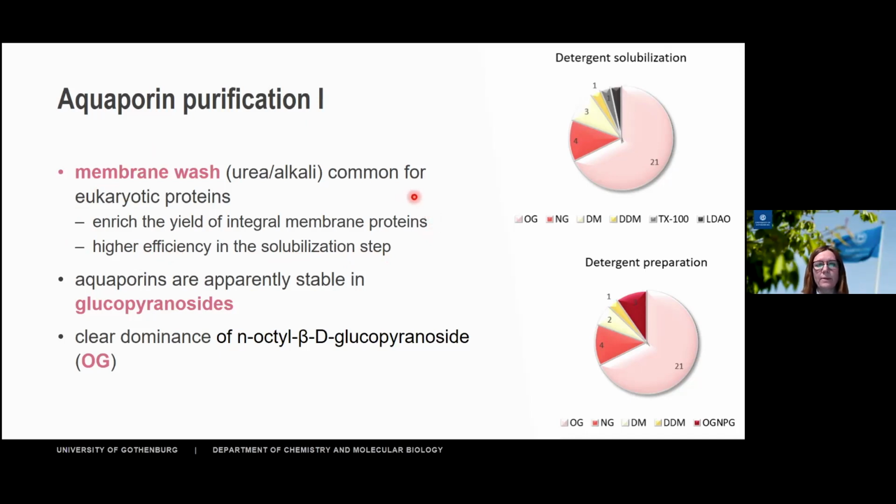upon this treatment. Looking at solubilization, we see how we have OG as our dominating detergent. NG is used to some extent, and we see exactly the same pattern when we look at the purification buffers and also the buffer used for preparing material for the structural analysis. So we conclude that aquaporins are stable in glucopyranosides and that OG is the most common detergent.